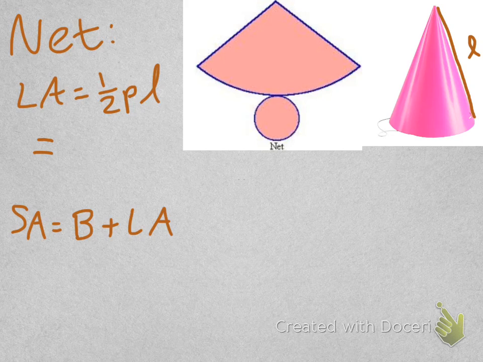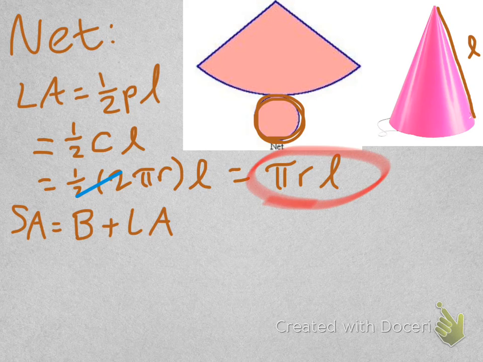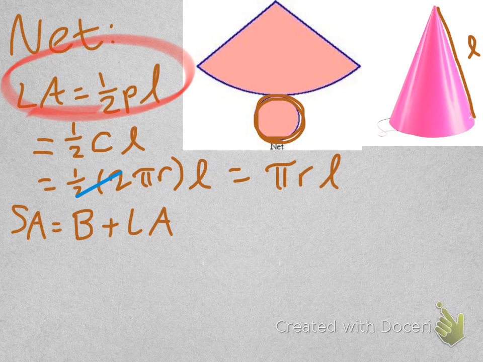It's still 1/2 PL, so it's just like the pyramid, except now the perimeter of my base, well, what's my base? It's a circle, so it's 1/2 of the circumference of my base times the slant height, or in other words, 1/2 of 2 pi r, the circumference, times L, where these cancel. 1/2 times 2 is just 1. I'm just left with pi r L. So if you're the kind of person who just wants to memorize something for each thing, that's fine. Memorize pi r L. If you just want to stick with 1/2 PL and you'll get to pi r L, that's fine too. It's up to you. They both have 1/2 PL. It simplifies to pi r L in this case.